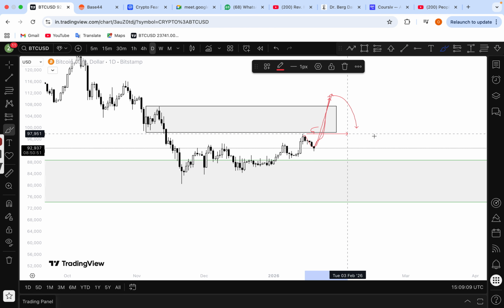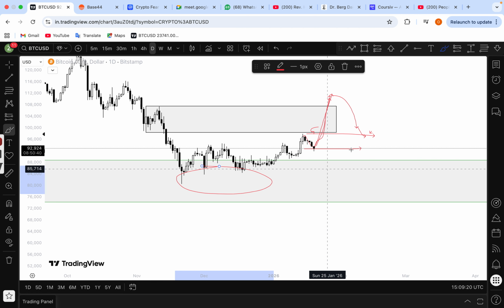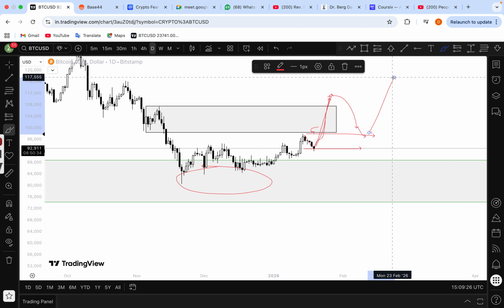Then if price is returning back to that level of consolidation, what we need to do now is to start looking for a buy somewhere around here. That means this higher time frame level is currently holding and price is beginning to trend to the upside. Okay, so that is the scenario you need to look for in order to start looking for buys.